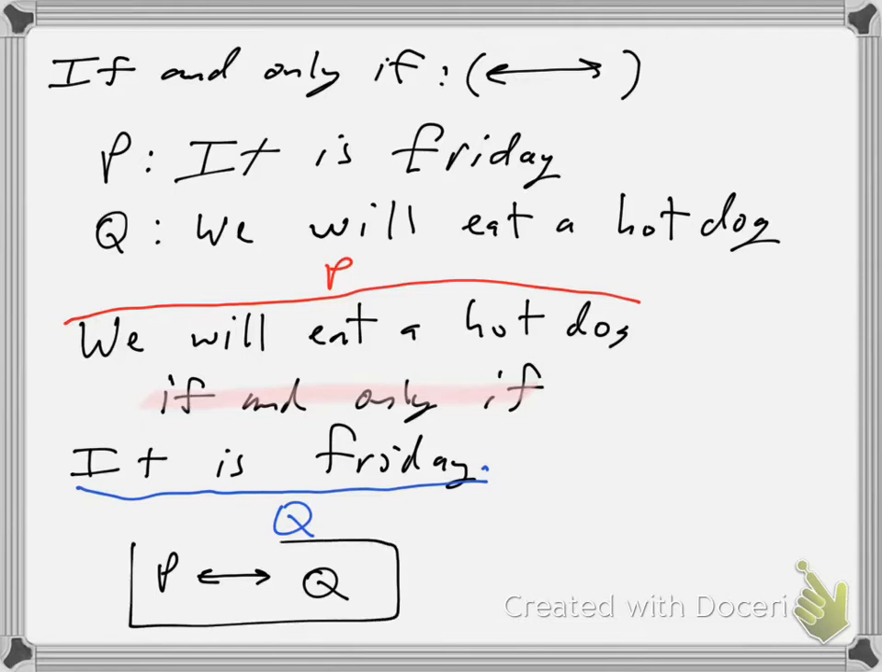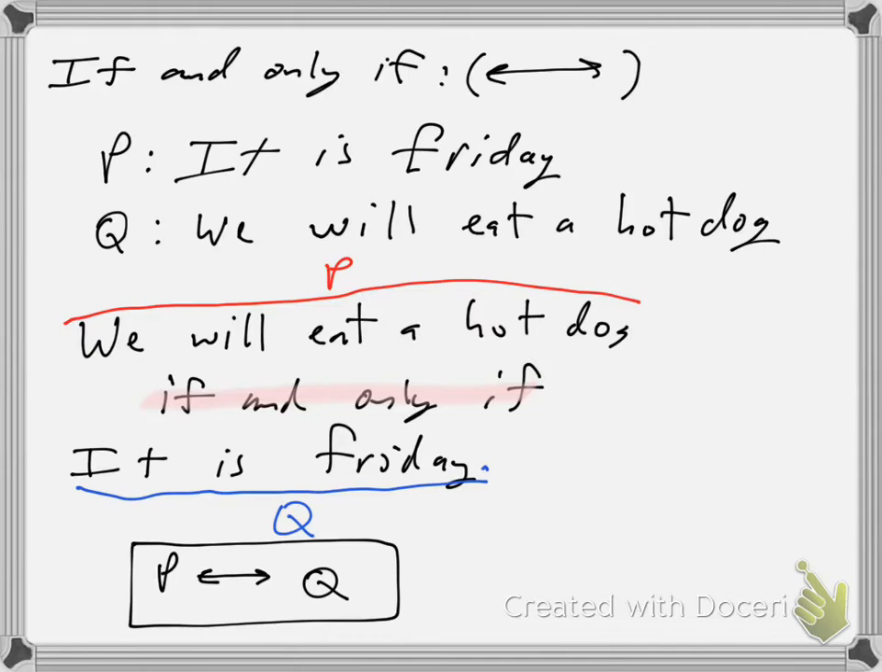Okay, what this means in English, guys, is that if I say we will eat a hot dog if and only if it is Friday, what that means is that the only time we're eating a hot dog is Friday. Because if I eat a hot dog Thursday, then that's going to violate this statement, wouldn't it? Because we only eat a hot dog if and only if it is Friday. Okay, so this is a very strong conditional statement.